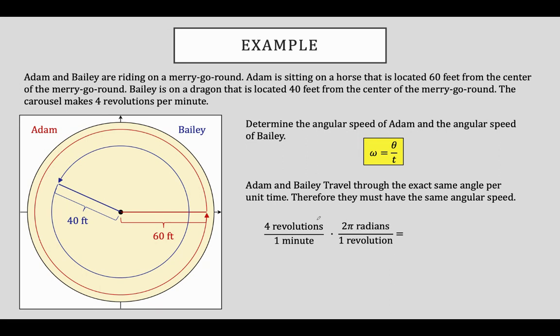How do we check to see if we're using the conversion factor correctly? Well, let's look at our units. Notice here, I've got revolutions divided by revolutions. Those will cancel out, leaving us with our desired final unit, radians divided by minutes. So I have 4 revolutions per 1 minute times 2 pi radians divided by 1 revolution. That gives me 8 pi radians per minute. That is the angular speed of Adam and Bailey.